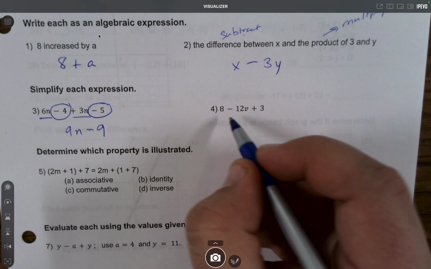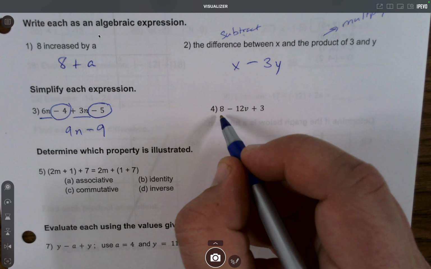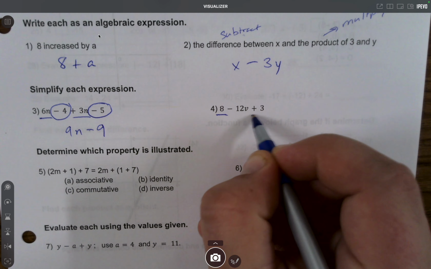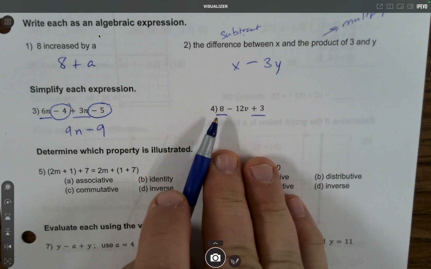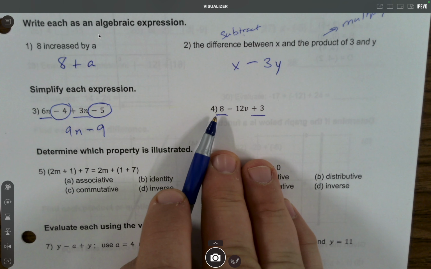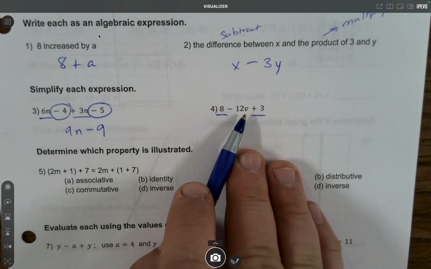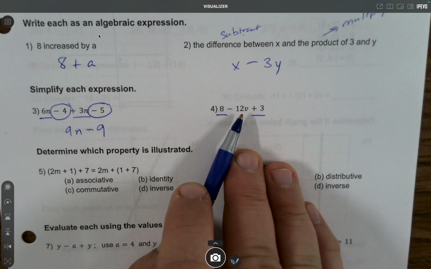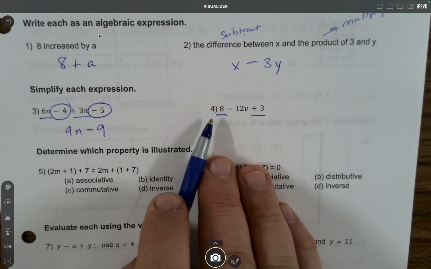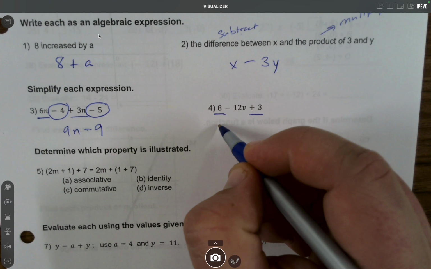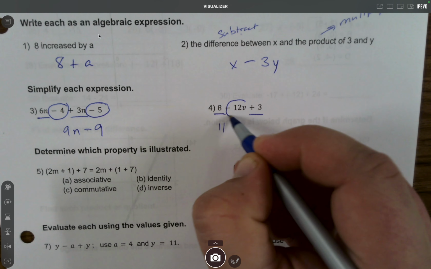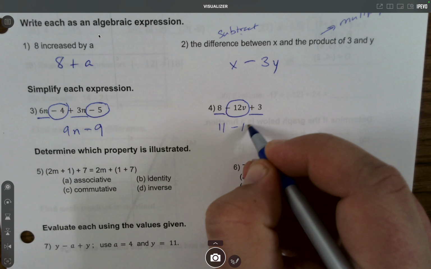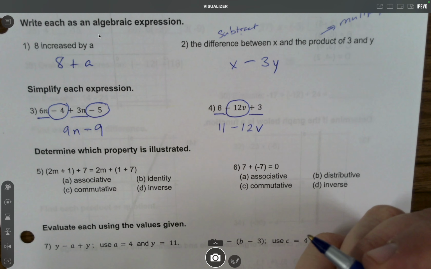Number 4, same issue. We want to look for like terms. We have 2 like terms right here, these constants. Always go with the sign that's in front of these numbers. So this minus only applies to the 12e. It's not involved with the 8 or the 3. So we say 8 plus 3 is 11. And this has no like term, so it just stays the way it is, minus 12e.